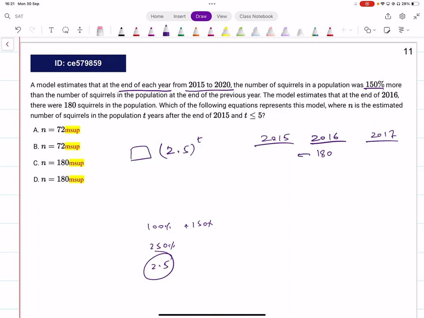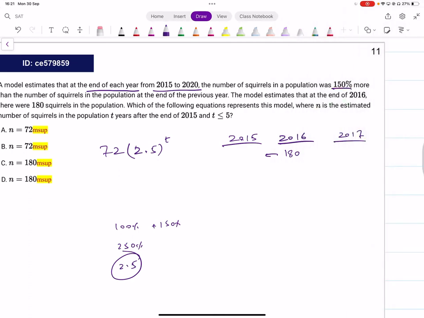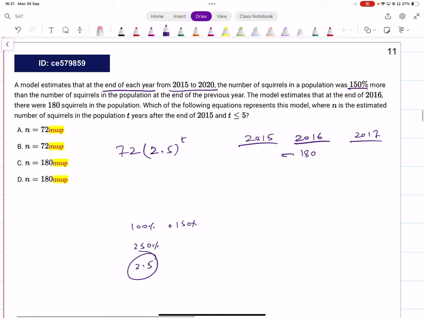And looking at the options, if it's not 180, the other option is 72. So the function is going to look something like this: 72 into 2.5 raised to power t. And you can confirm that as well. If you input t equal to 1 here, 72 into 2.5, that gives us 180. So the 2016 number is supposed to be correct.